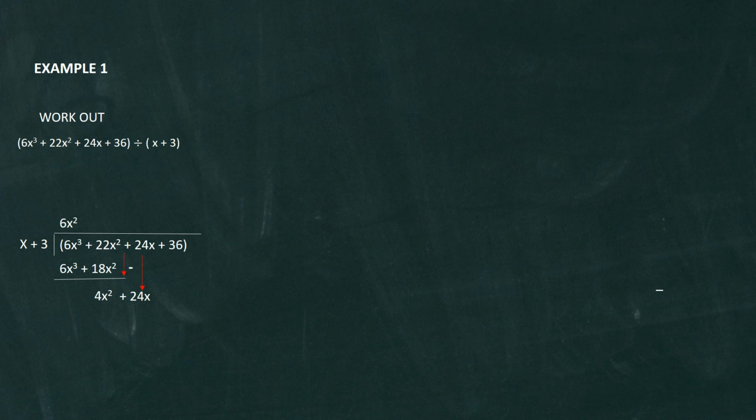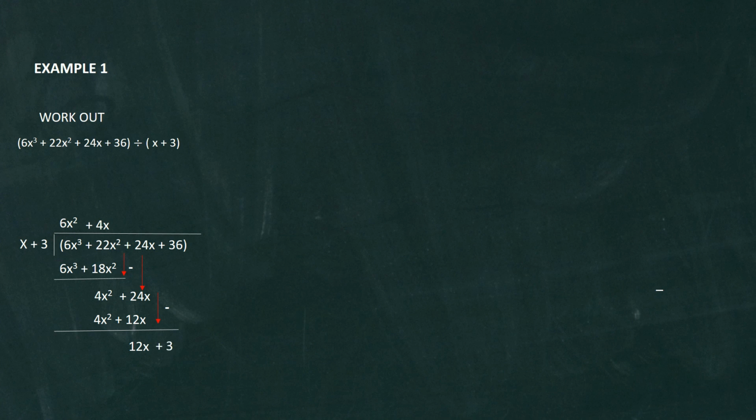So x plus 3 divides into 4x squared plus 24x how many times? Clearly, that is 4x times. And to find the remainder, we multiply 4x by x plus 3, which is outside the division sign, to give us 4x squared plus 12x. We subtract the lower one from the upper one to give us only 12x.